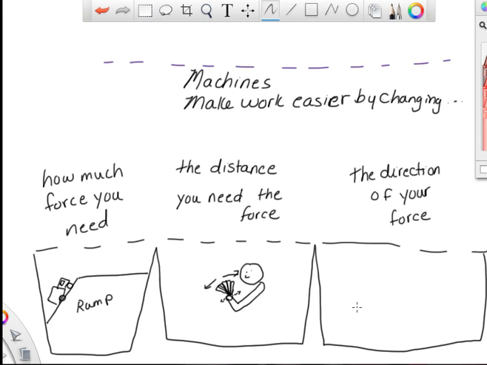So when I pull on the pulleys, the sail still goes up the same distance. It's just changing my direction. Instead of pulling the sail up, I can pull down to get the sail up. So if I have a sail, here are my pulleys, and I have a sail that needs to be pulled up.